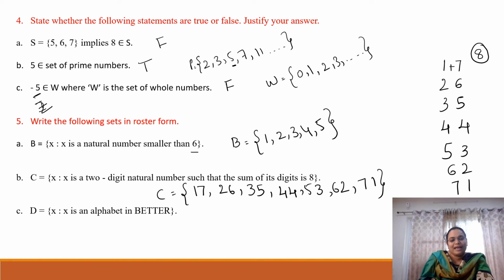D is equal to {x such that x is an alphabet in the word BETTER}. Okay, so we have seen that in the roster form, the elements will not repeat. So it will be B, E, T, R. Yes, the E is repeating and T is also repeating, so we are not taking it a second time. B, E, T, R is your roster form for the word BETTER.